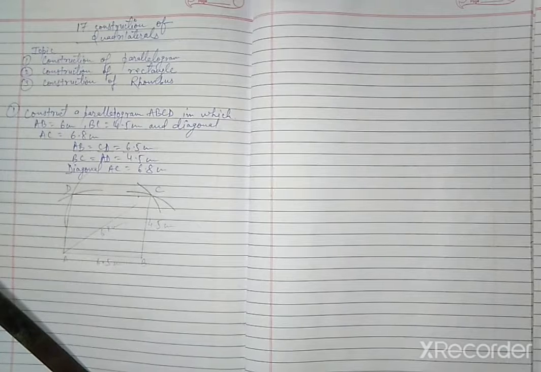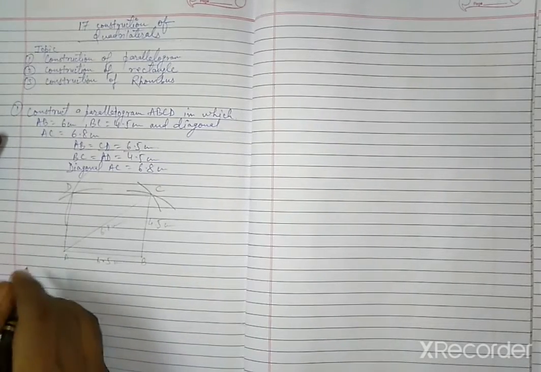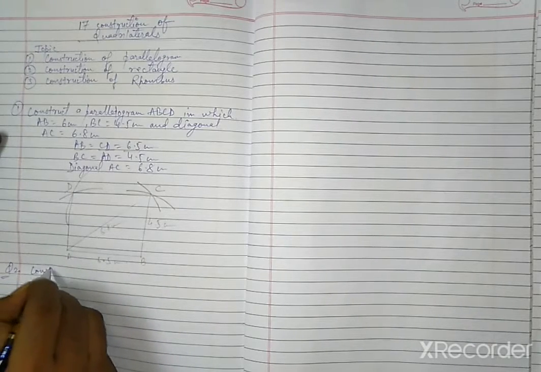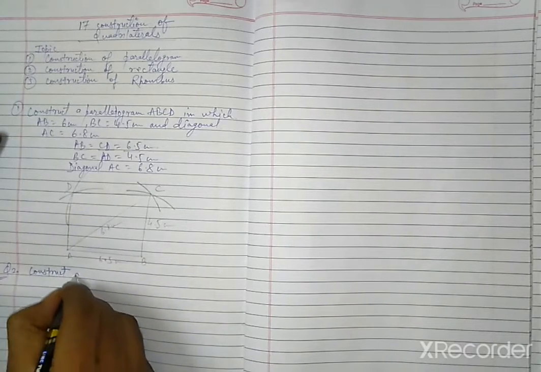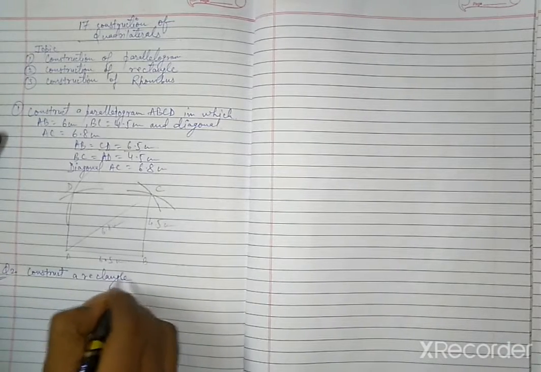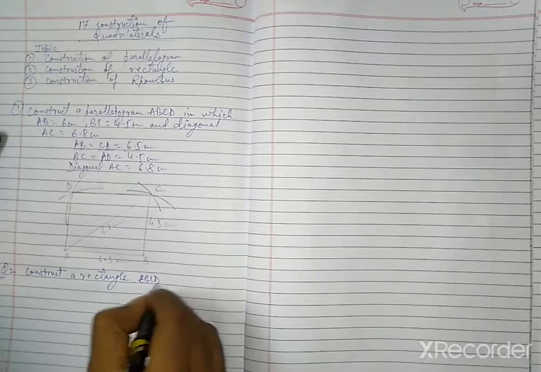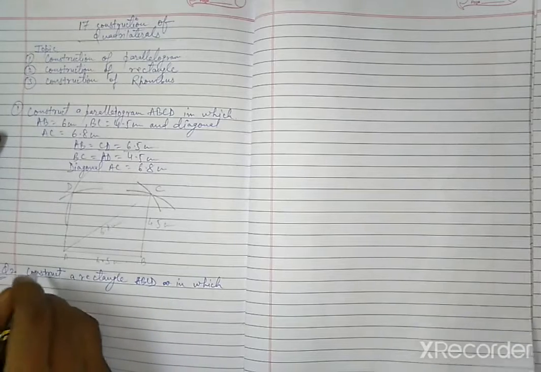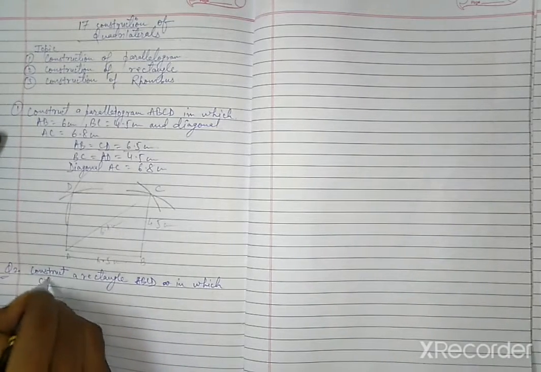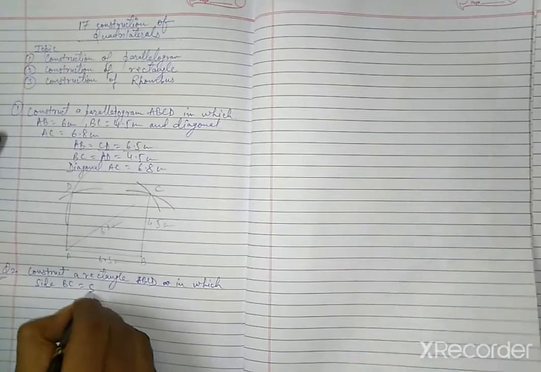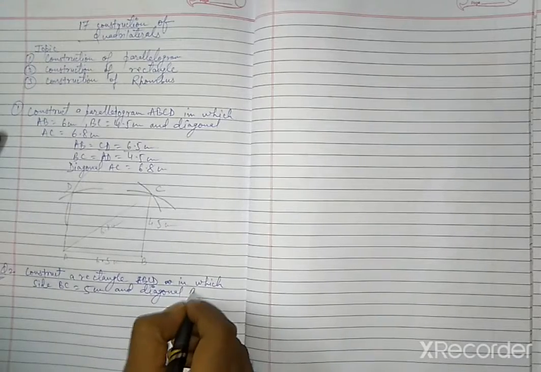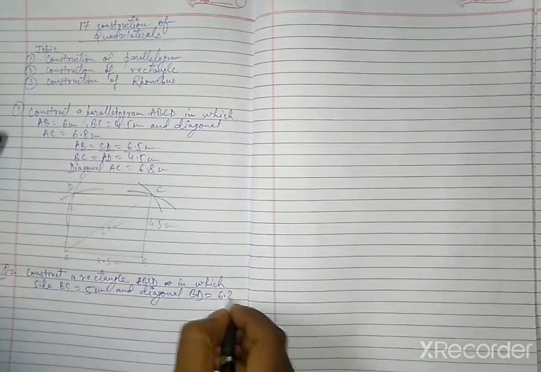Now let's move on to our next topic, that is construction of a rectangle. So I am writing the next question, that is question number 2 or topic 2. Construct a rectangle ABCD in which side BC is equals to 5 centimeter and diagonal BD is equals to 6.2 centimeter.